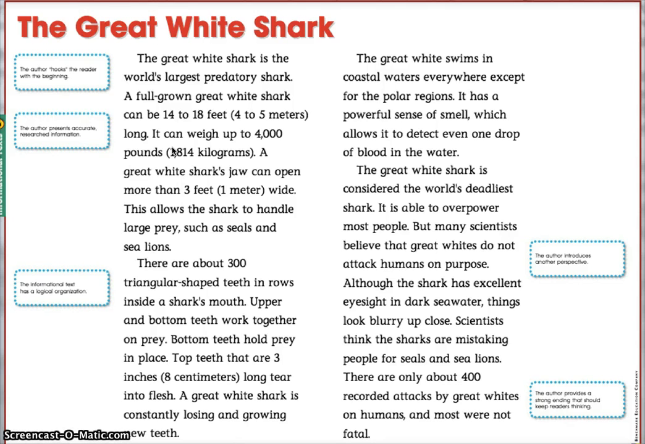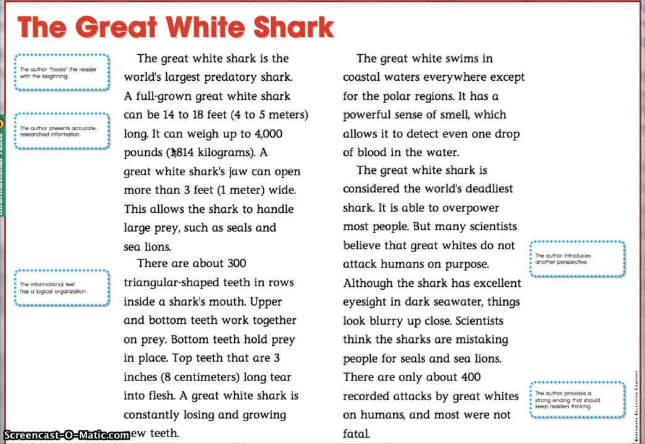There are about 300 triangular-shaped teeth in rows inside a shark's mouth. Upper and bottom teeth work together on prey. Bottom teeth hold prey in place. Top teeth that are 3 inches or 8 centimeters long tear into flesh. A great white shark is constantly losing and growing new teeth. The great white swims in coastal waters everywhere except for the polar regions. It has a powerful sense of smell, which allows it to detect even 1 drop of blood in the water.